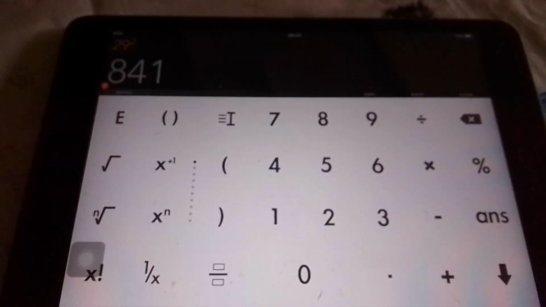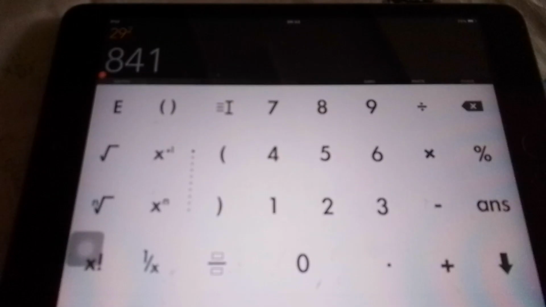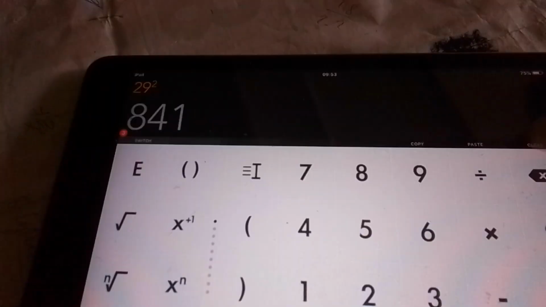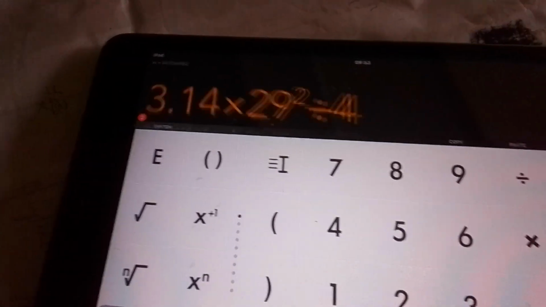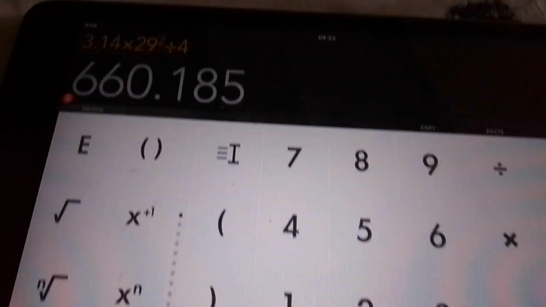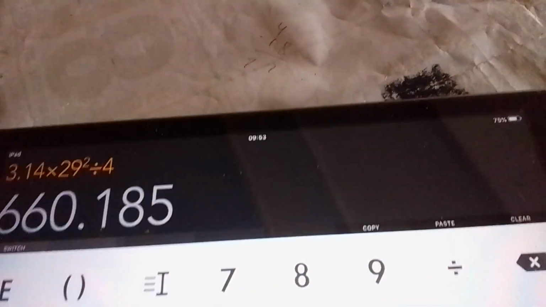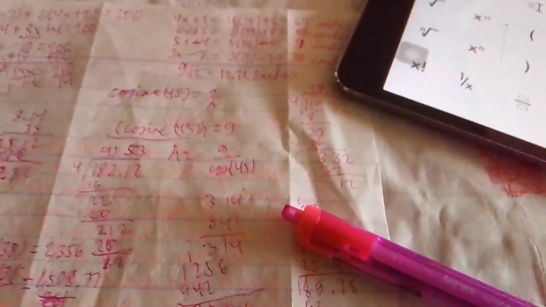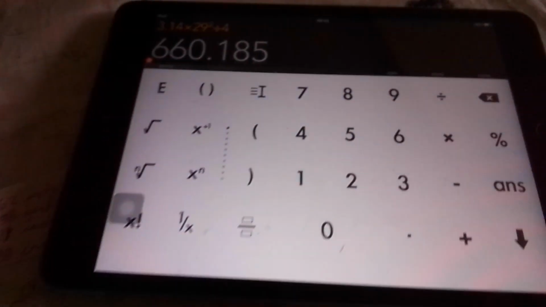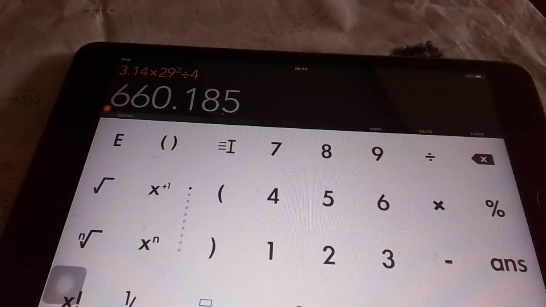Tama. Check ko with the calculator. So, this is 841, right? So, 3.14 times 29 squared divided by 4. Wait, I think I got the wrong answer. Kasi po dapat, it's supposed to be... Buti nga may calculator ko para i-double check. So, the answer is 660.185. So, therefore, 660.185.